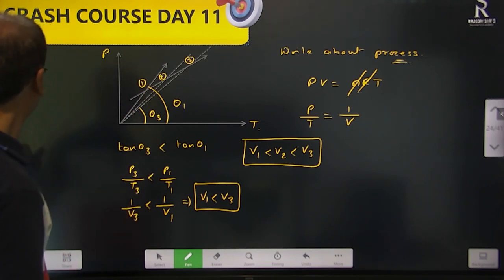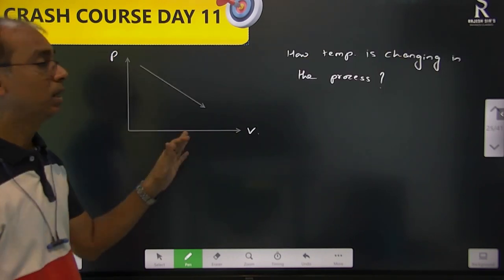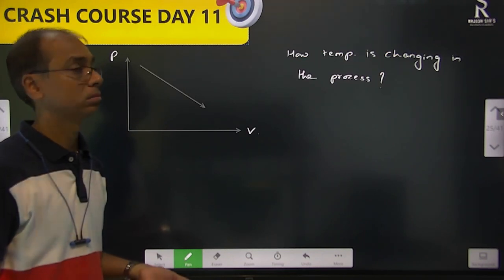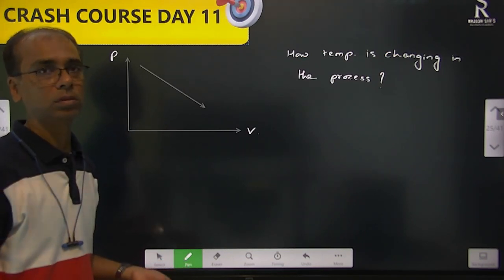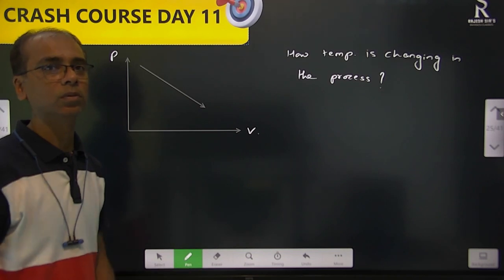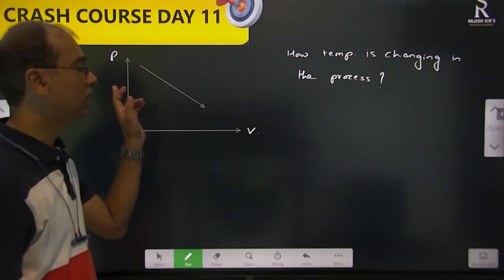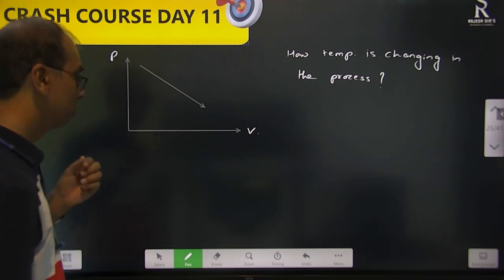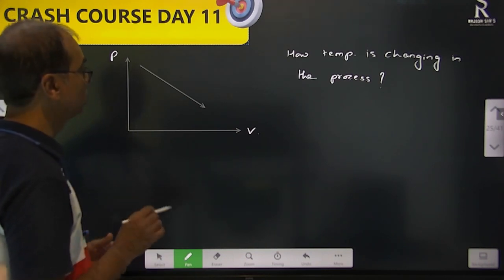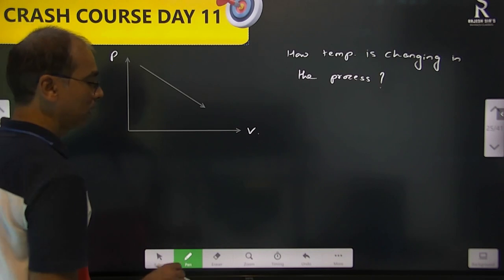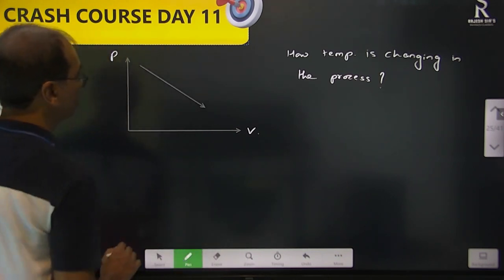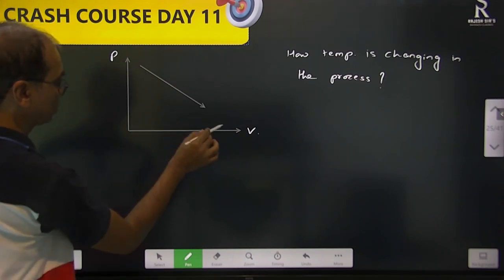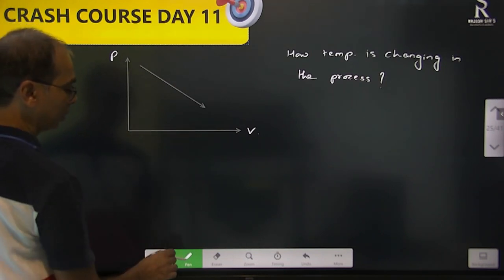So here in this case, a PV graph is given, and in a PV graph, what we used to take as constant temperature, no? Isothermal process, what do we do? Make a PV graph. So here also, what I am going to do is make isotherms. 3 isotherms I am going to make. When I make those 3 isotherms, they must be cutting this process.